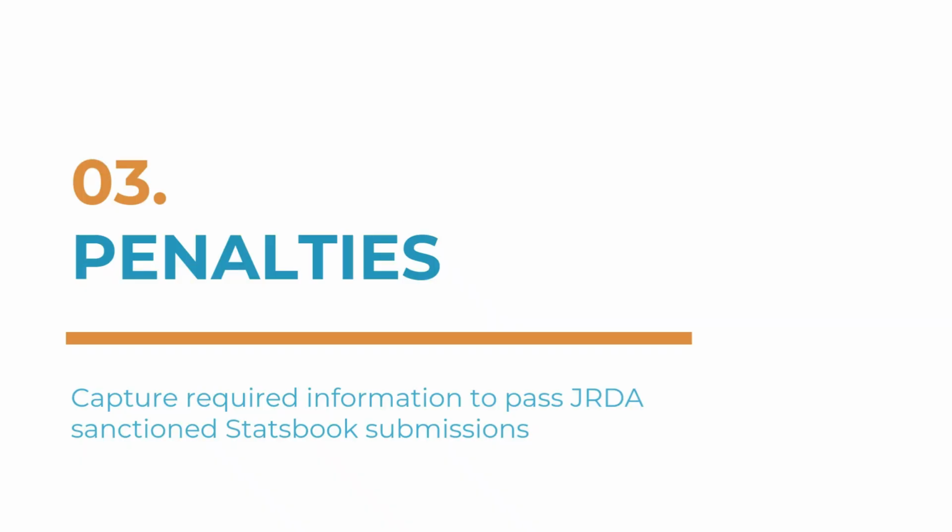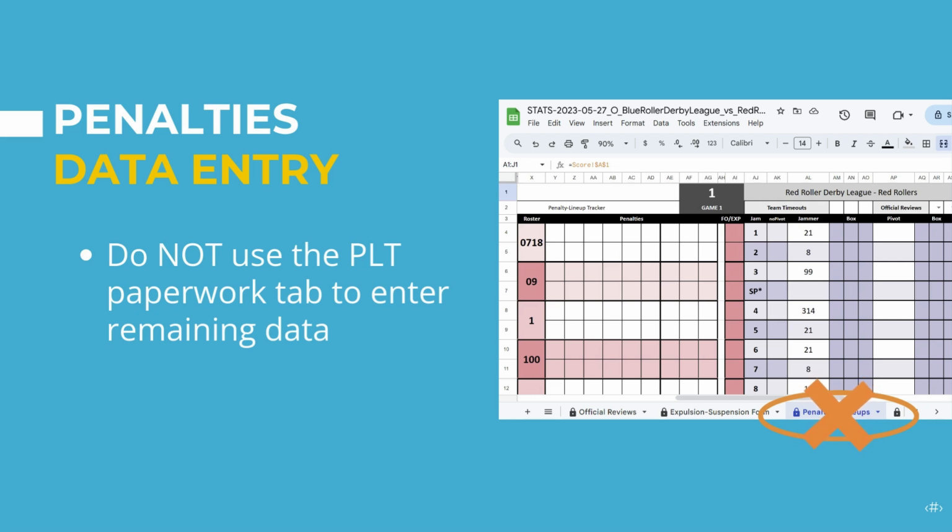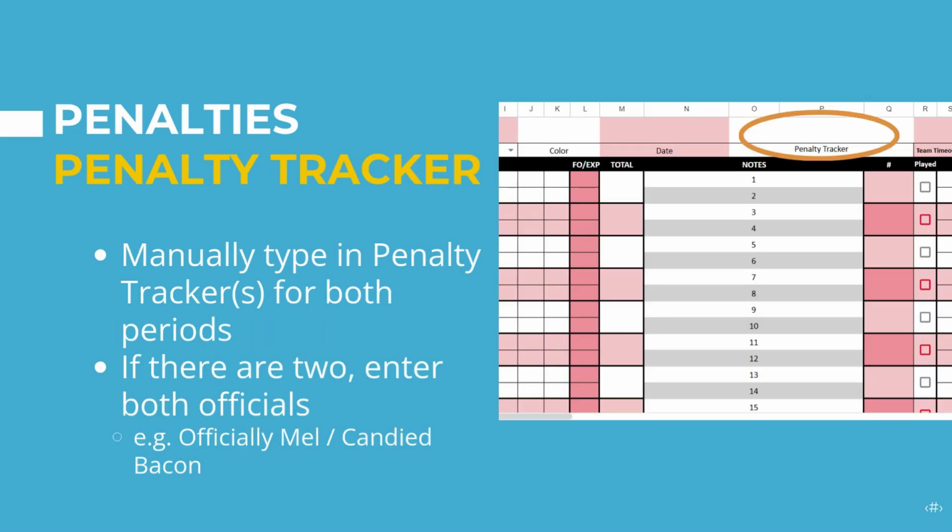Now we can move on to the Penalties tab. First things first, if you used PLT paperwork, do not use the PLT paperwork tab to enter the remaining data. Just use the Penalties tab. Manually type the penalty tracker or trackers for both periods. If there are 2, enter both officials. For example, officially Mel / Candied Bacon.